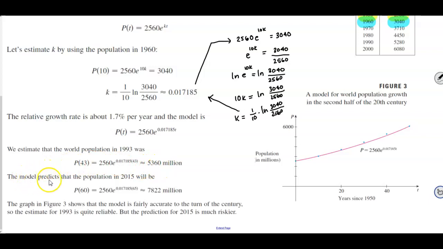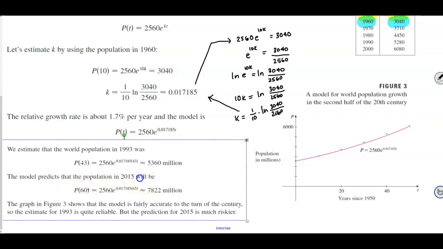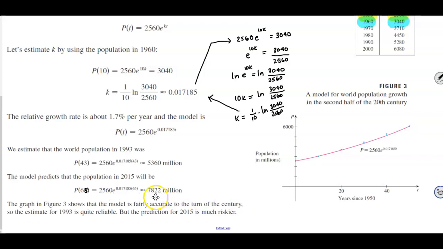Now, the model predicts that the population in 2015 will be the following. So 2015 minus 1950, and this should be P of 65, because that means that 65 years have passed. So we're going to plug in t to be 65 and then evaluate this function, and we get approximately 7,822 million.